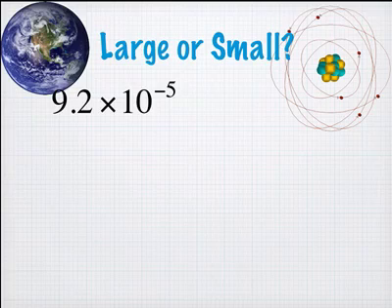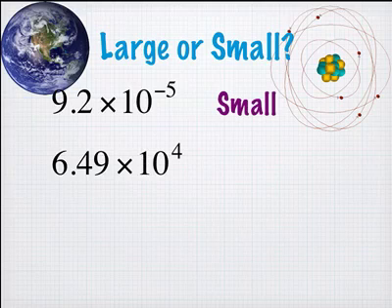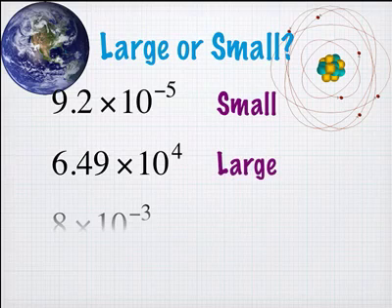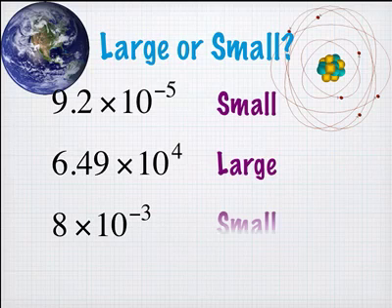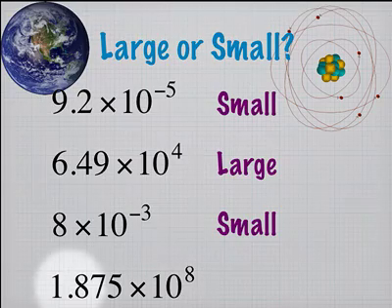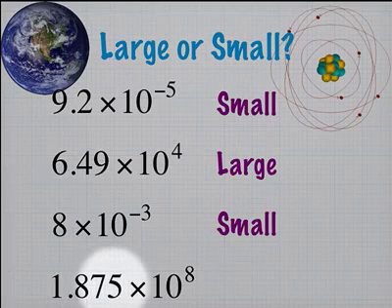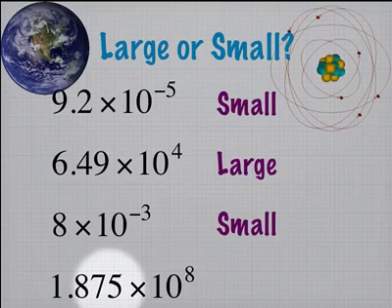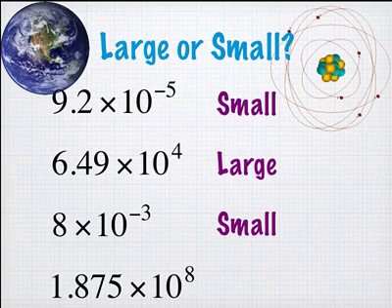So let's take a look at these numbers and identify whether they represent large or small numbers. This one is small. The second one is large. The next one is a small number. Now let's take a second look at this fourth problem. Some students think that because it says 1.875, which is a fairly small number, it might be a small number overall. But this 10 to the 8th tells the whole story. 10 to the 8th is a very large number.